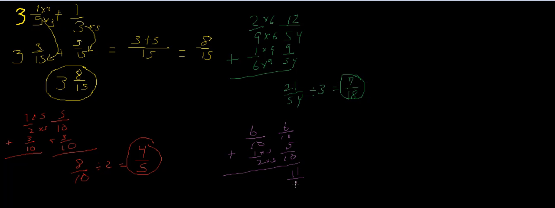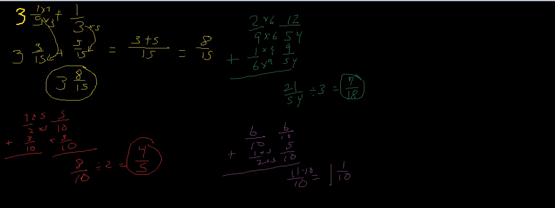That gives me 11/10. This is an improper fraction. So I'm going to take out 1 whole, which is 10/10. And that's going to leave us with 1 and 1/10, because there's another 1/10 left over. So if I take out 10/10, which is 1 whole, then I get 1/10 left over.